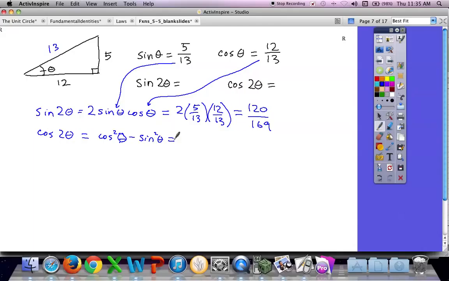Again, I substitute from 12/13 and 5/13. That gives me 12/13 squared minus 5/13 squared, which is 144 over 169 minus 25 over 169, which is 119 over 169.